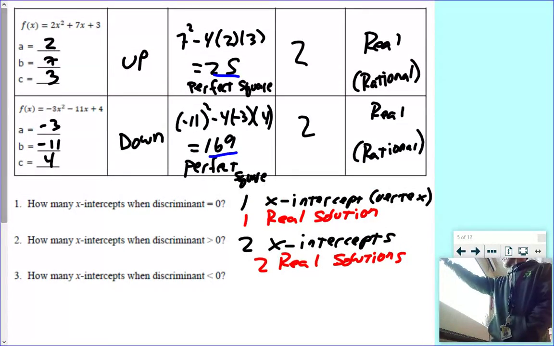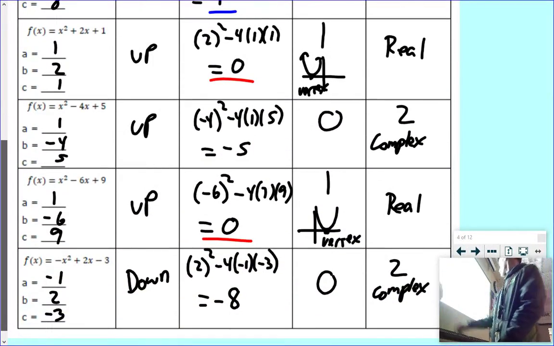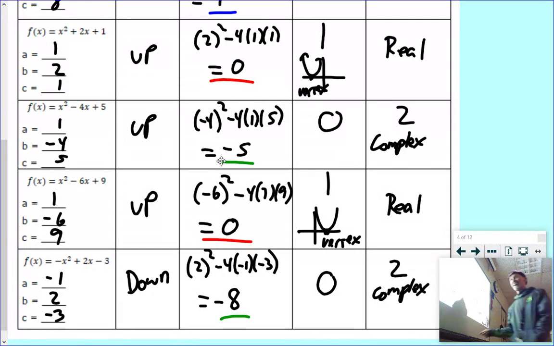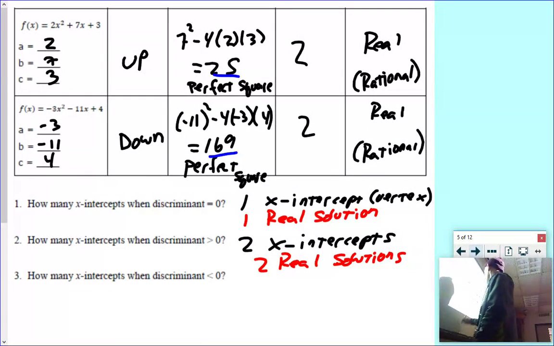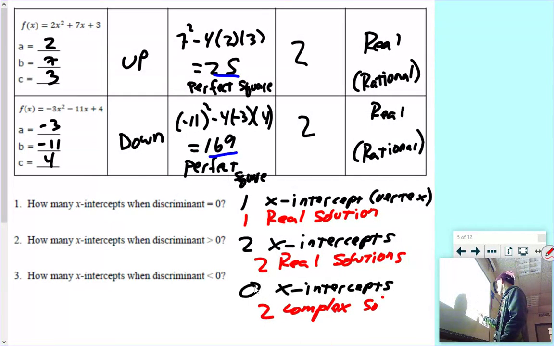And then lastly, what happens when the discriminant is negative? We had 2 examples like that on the previous page. So anytime your discriminant is negative, remember what that means is the number inside the square root is going to be negative, which means we have complex solutions and no x-intercepts. So we can make that final statement. Anytime your discriminant is negative, you have 0 x-intercepts, but 2 complex solutions.